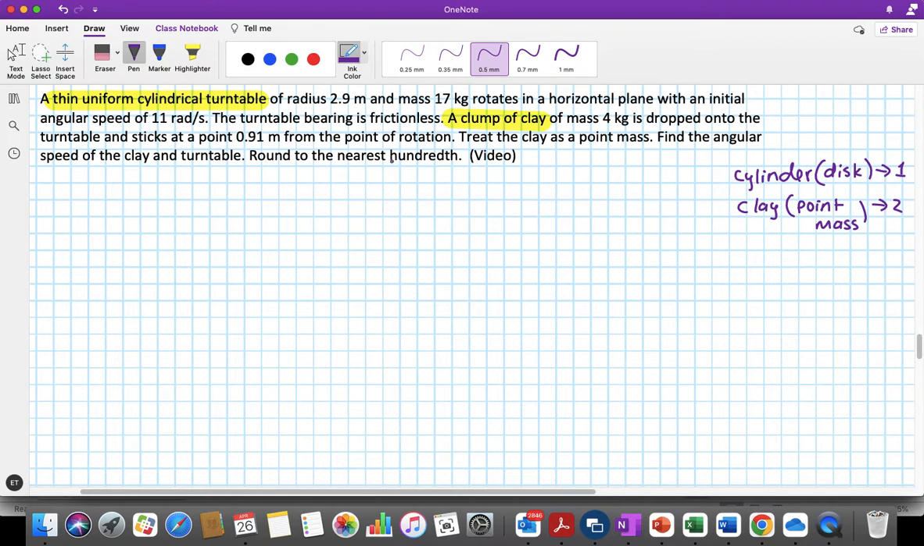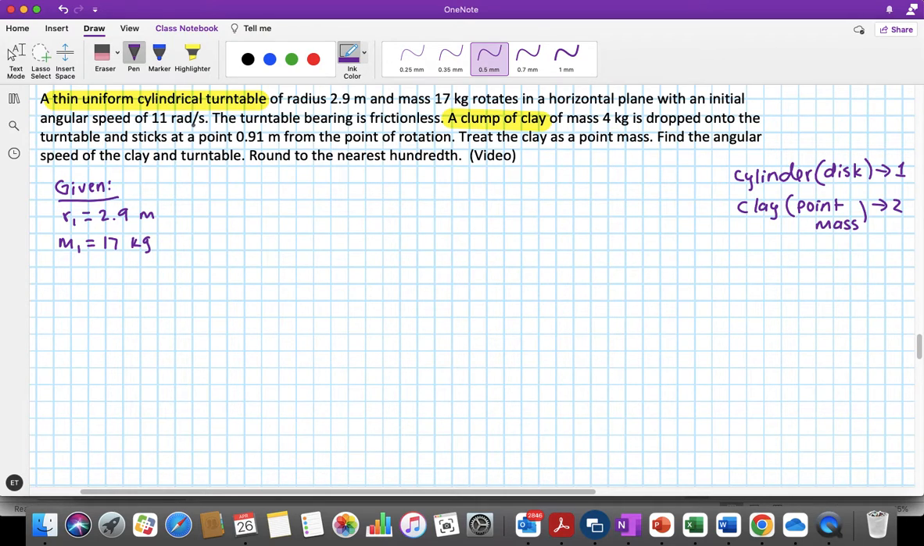Now let's write down what we have. So we start with the radius of the cylindrical turntable. Let's write down the given. We have the radius, so we'll call it R1, because that is for the disk. That is equal to 2.9 meters. And then we have its mass, still with the disk. So that'll be M1 is equal to 17 kilograms.